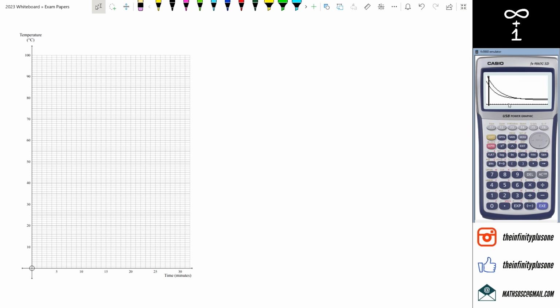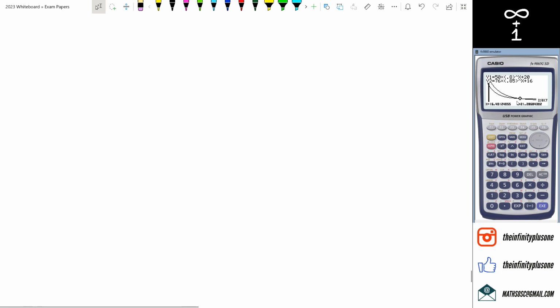Now you can copy this graph from here into this little grid here, which, sorry guys, I'm just not going to do at the moment. But what you can do is click on G-Solve and look for the intersection point. And when you click on it, there is the intersection point.